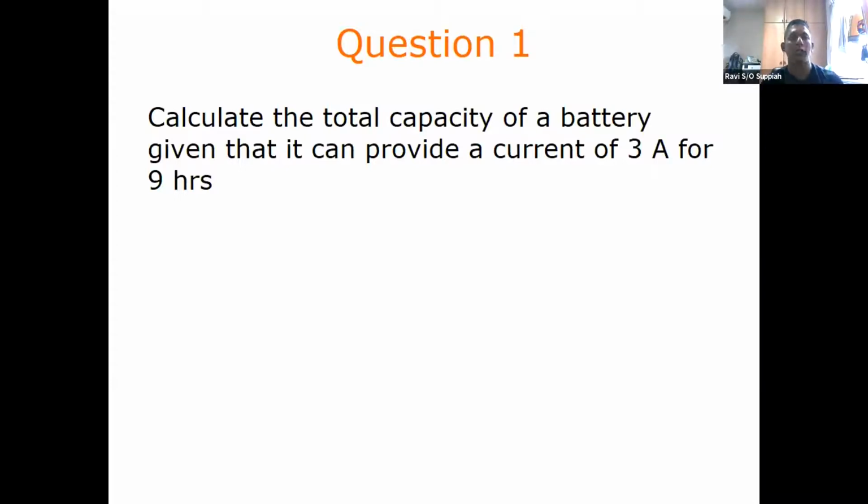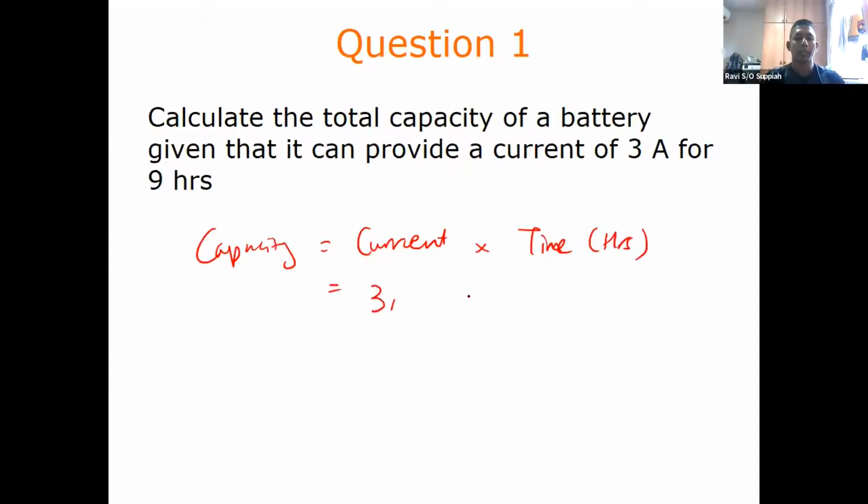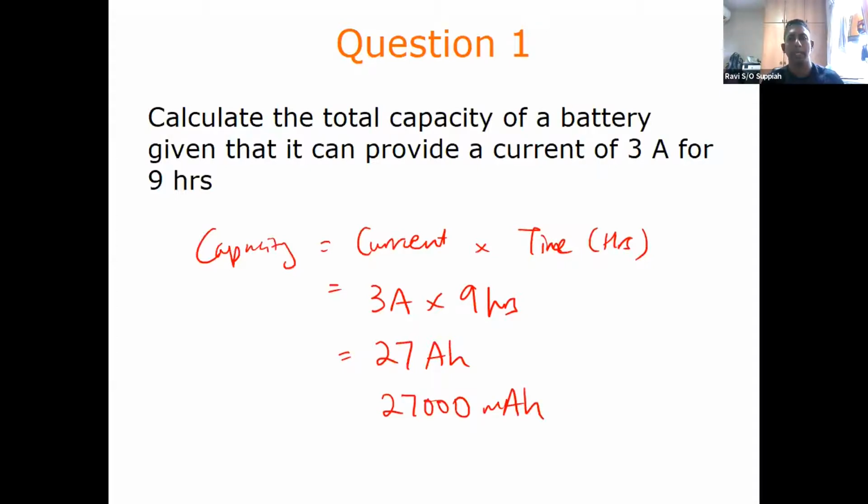The first question: calculate the total capacity of a battery given that it can provide a current of 3 ampere for 9 hours. Capacity is given as the current multiplied by the time, and the default unit of time in this case is hours. So we say that this is 3 ampere multiplied by 9 hours, which will give us 27 ampere hour, or you can also write it as 27000 milliampere hour.